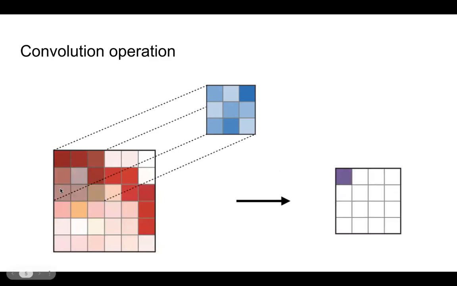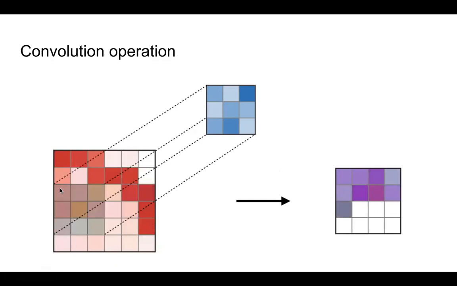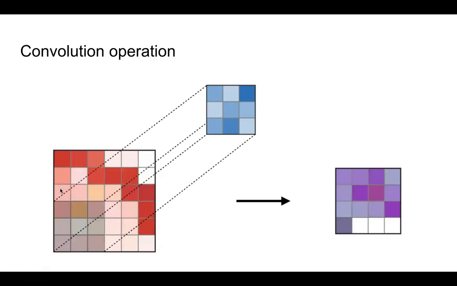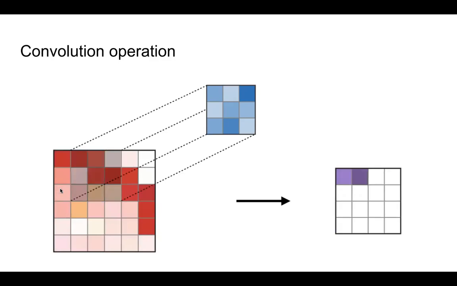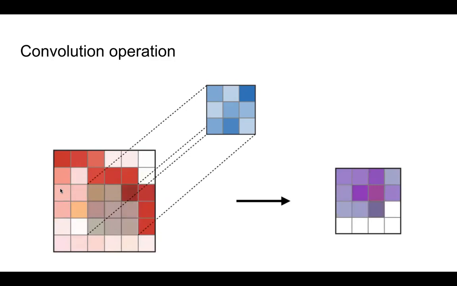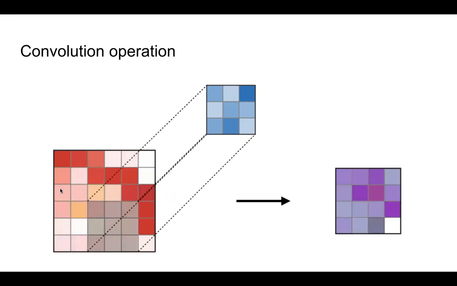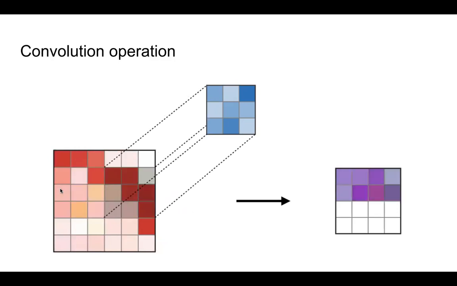There is a formula that describes, given an input image of size n cross n and a filter of size f cross f, what is the resultant output that we get on the other side of the operation. We'll discuss it later in this slide. But yeah, this is the operation.